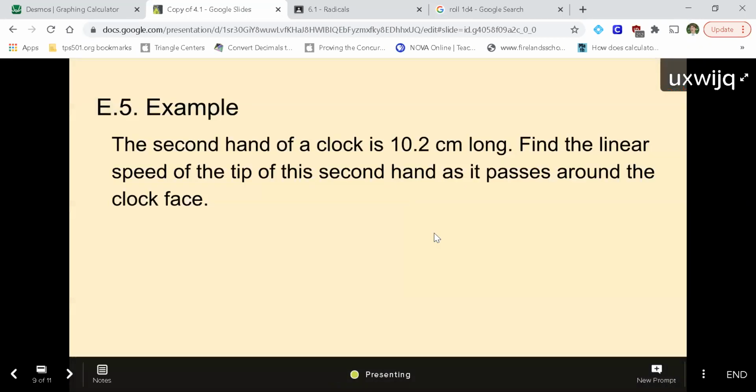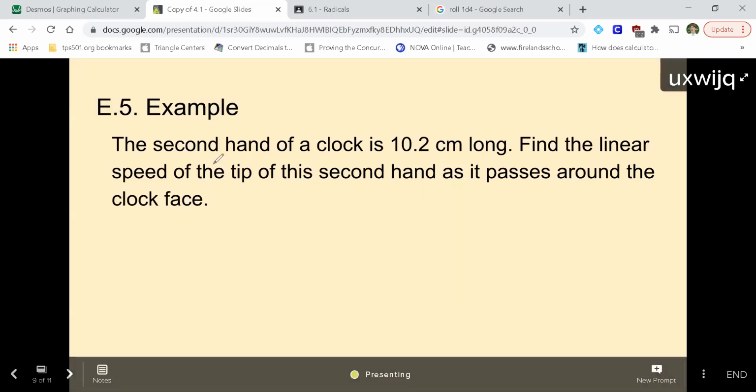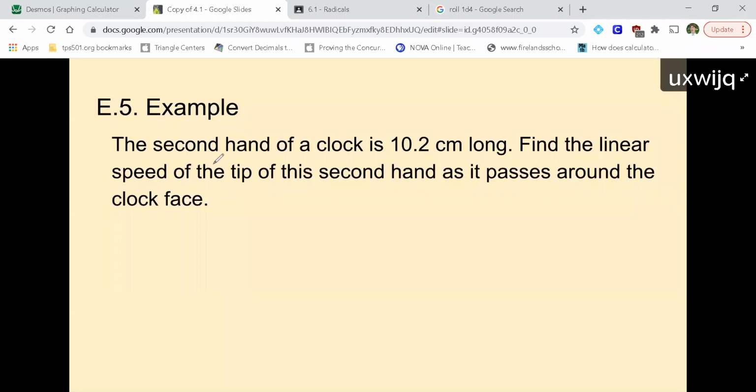Sweet. Okay, so I will tell you the hardest part about these examples is just getting started because they will sound complicated and intimidating, and don't let them intimidate you. These are all doable word problems, especially if you organize your answers. So first example, let's say we have a clock. The second hand of the clock is 10.2 centimeters long. We want to find the linear speed of the tip of the second hand.